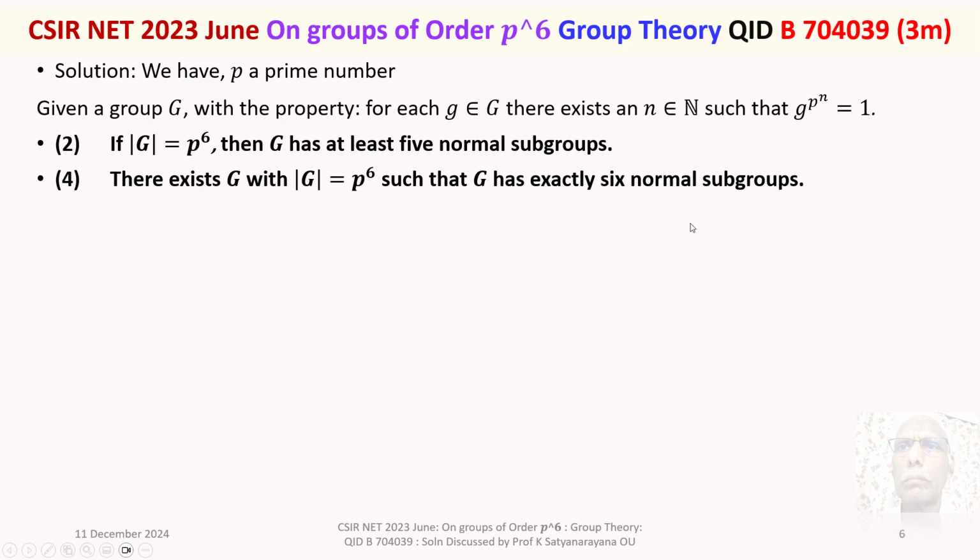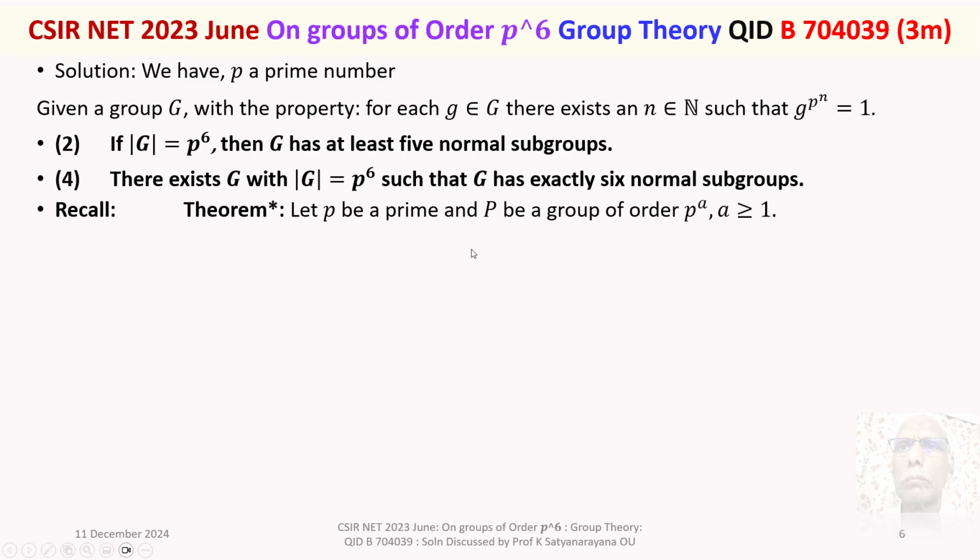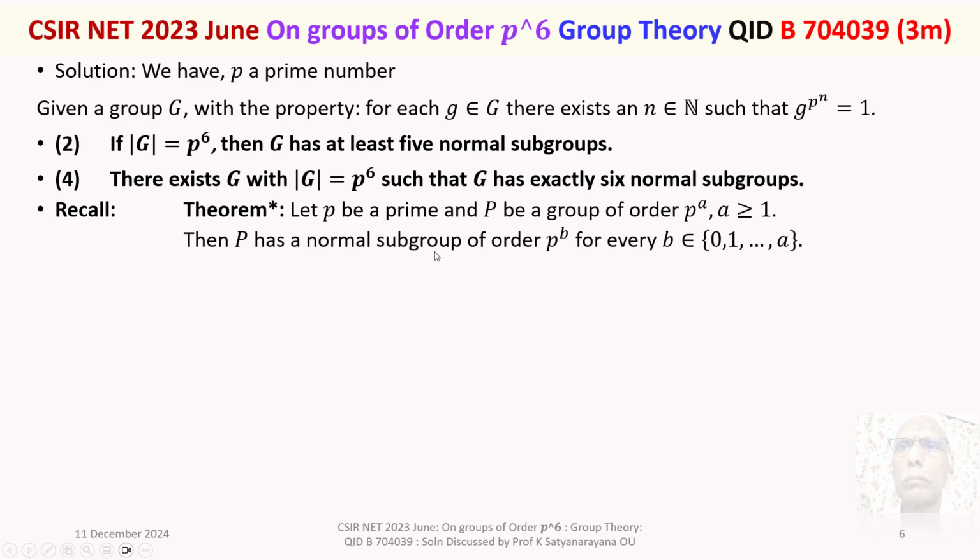For this, we call on a theorem. This is a theorem from the book by Dummit and Foote, and I will tell you where it is. This is the theorem you have to recall. Let p be a prime and capital P be a group of order p to the power of a, with a greater than or equal to 1, a finite P group. Then P has normal subgroups of order p to the power of b for every b belonging to 0, 1, 2, 3 up to a.